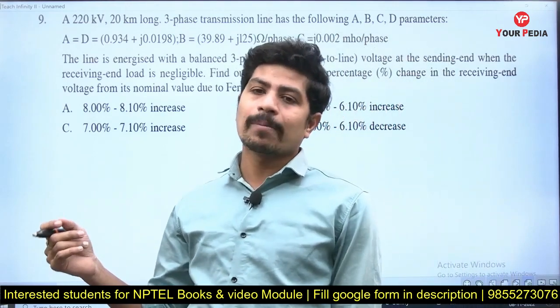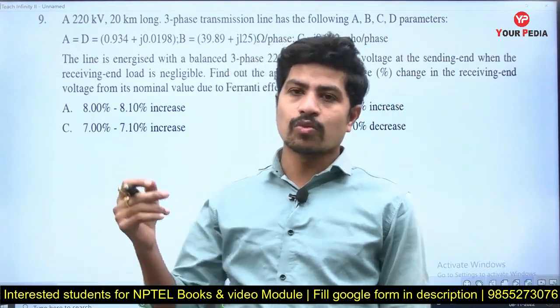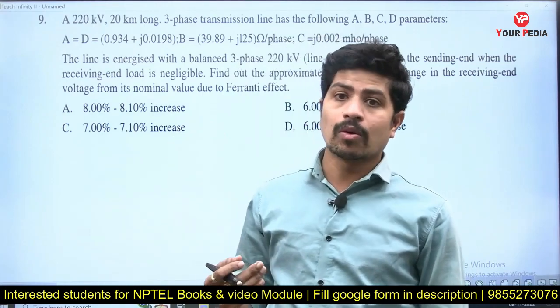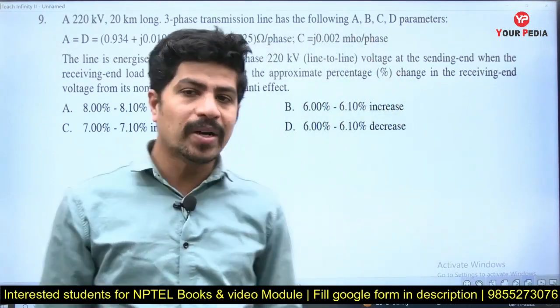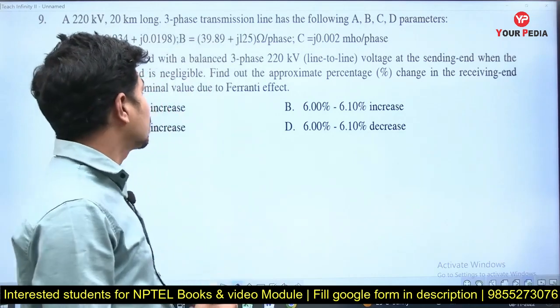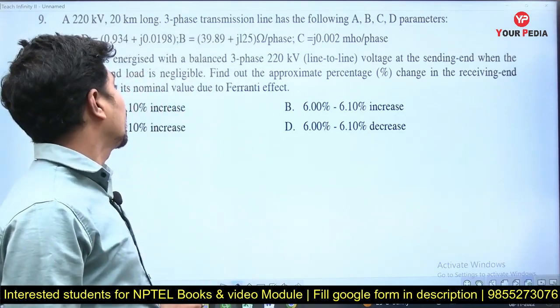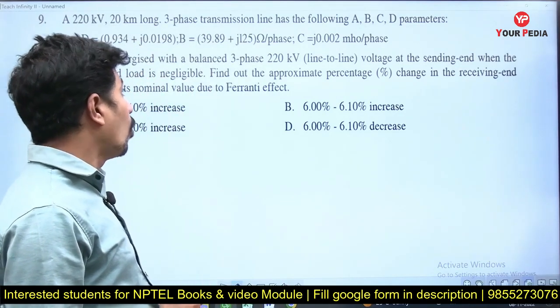A is the ratio of the same variable: Vs is equal to A VR plus B IR. A is the ratio of Vs to VR. Both are voltages, therefore it is not going to have any units. B is the impedance, so the units are those of impedance. What is B? 39.89 plus j125 ohms per phase.